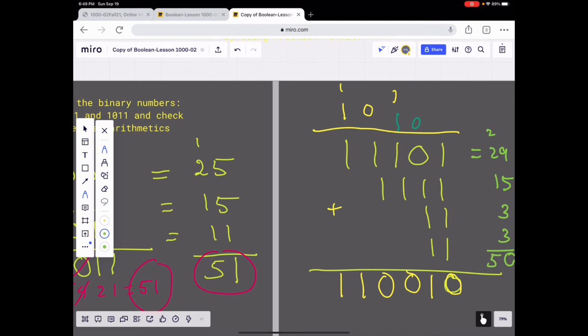All right, we're going to check this one. So you got 2 here, 4, 8, 16, and 32. So 32 and 16 equal 48. 48 plus 2 equal 50. So the answer is correct.